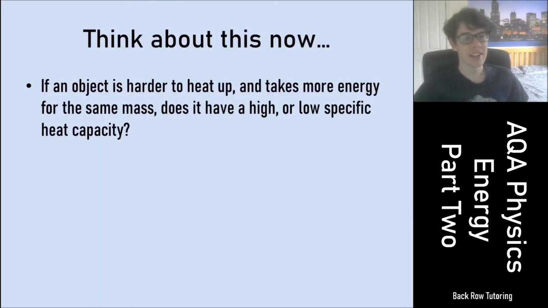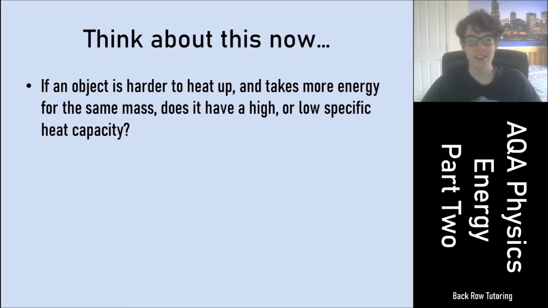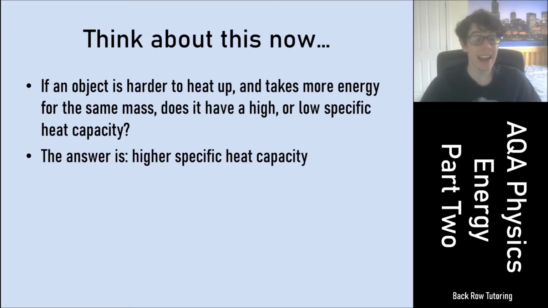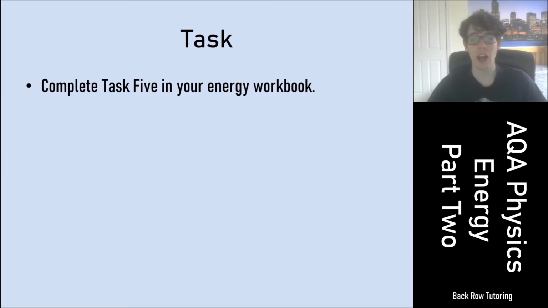So if an object is harder to heat up and takes more energy for the same mass, does it have a high or low specific heat capacity? Well, it has a higher specific heat capacity. If you have something which is harder to heat up than something else of the same mass, then it has a higher specific heat capacity. If you're following along in your revision workbook, now complete task 5 and pause the video.